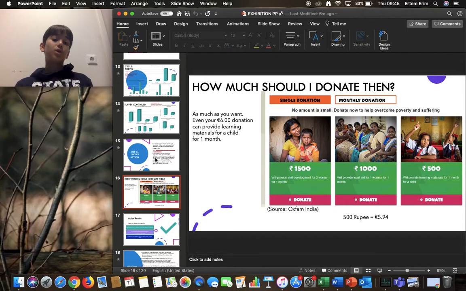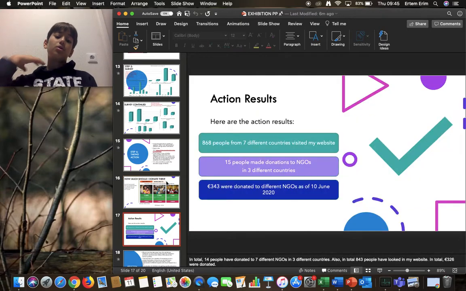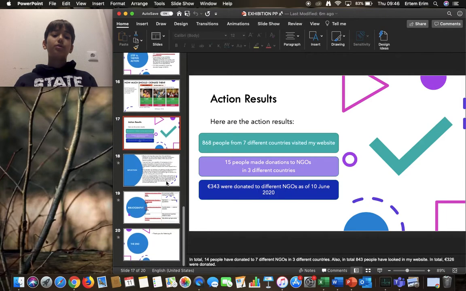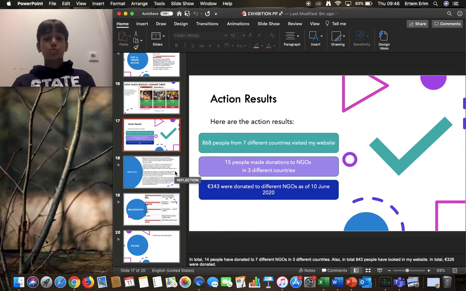So if you're asking how much should I donate, as much as you want. Even a 6-euro donation can provide learning materials for a child for 1 month. So this is an example. In an Indian school, 500 rupees is 5.94 euros, and it will provide learning materials for a child for 1 month. So here are my action results. 868 people from 7 different countries visited my website. 15 people made donations to NGOs in 3 different countries. 343 euros were donated to different NGOs as of June 10, 2020.